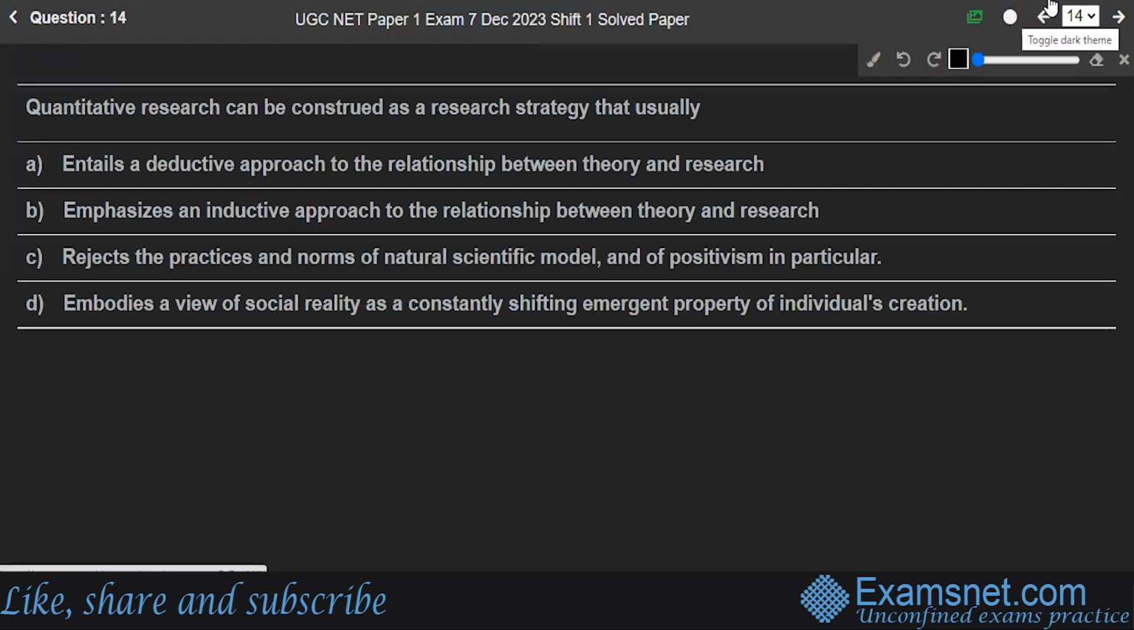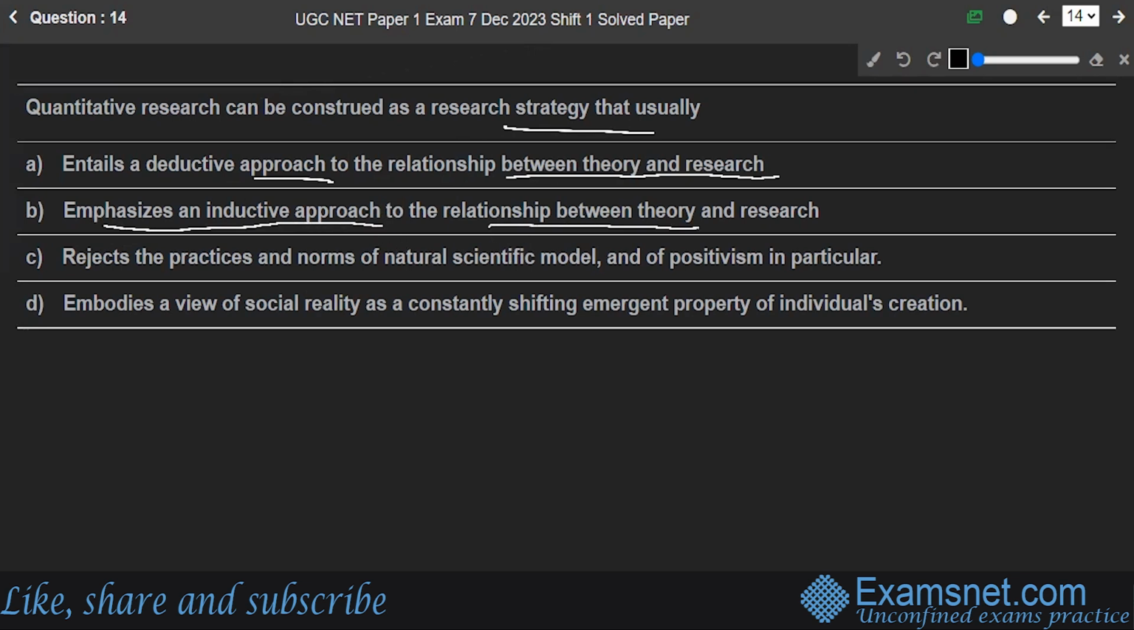Question number 14. Quantitative research can be construed as a research strategy that usually entails a deductive approach to the relationship between theory and research, emphasizes an inductive approach to the relationship between theory and research, rejects the practices and norms of the natural scientific model and of positivism in particular, or embodies a view of social reality as a constantly shifting emergent property of individuals' creation. Well, the right one is your first option: entails a deductive approach to the relationship between theory and research.